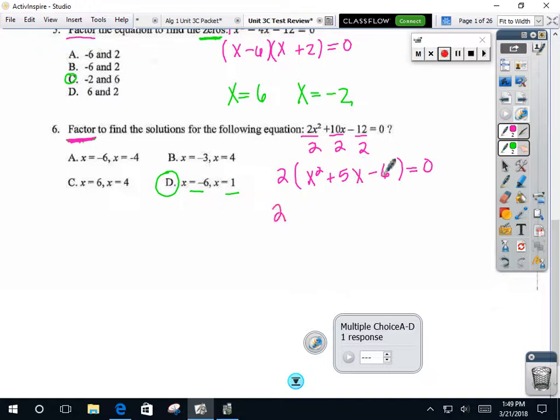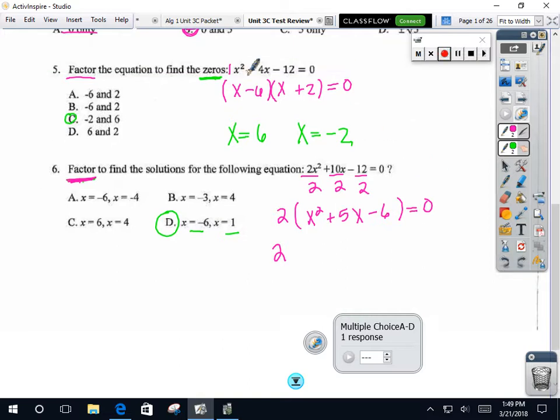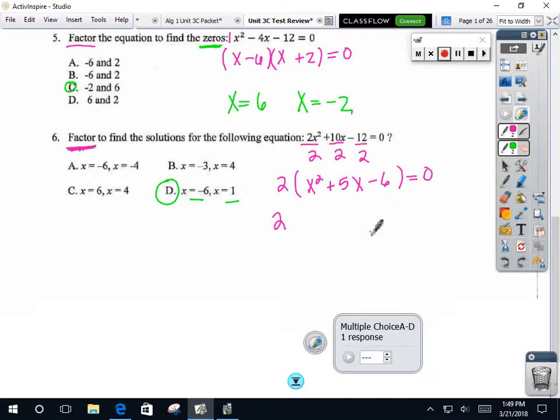Now I have a trinomial that was as easy as the previous one. I can use the bubble method by looking for two numbers that multiply to -6 and add to 5. That would be +6 and -1, which make 5 when you add them and multiply to -6.